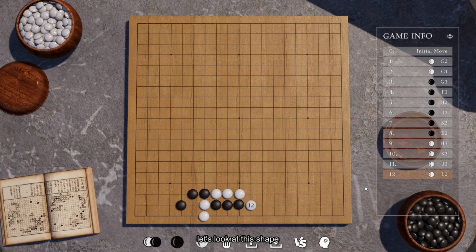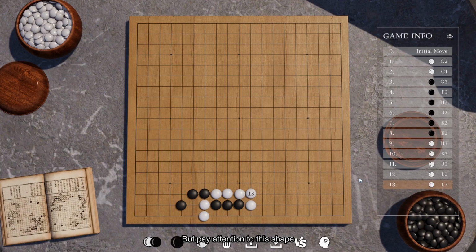Alright, let's look at this shape. First, let's identify the targets in this battle. It is clearly these 3 black stones and 2 white stones. Now, let's count liberties, 3 against 3. Whoever plays first will win without a doubt.